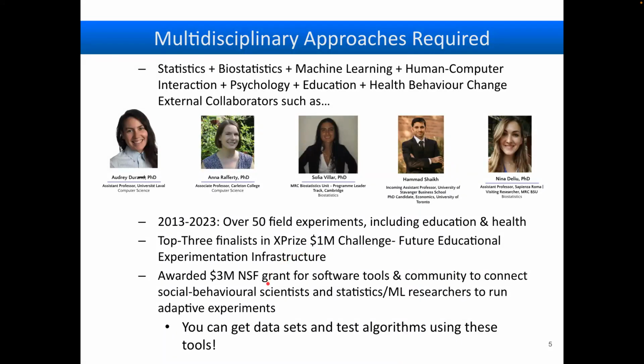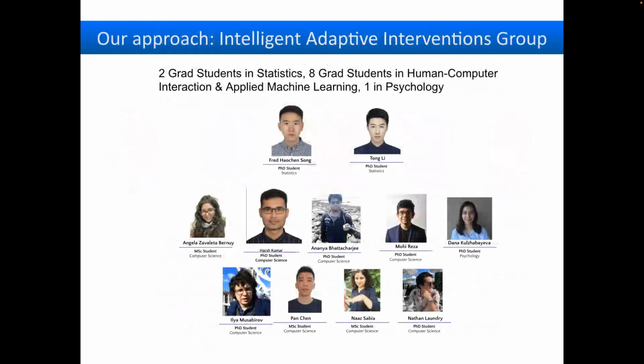And I think what's especially exciting for people here is we were awarded, across many universities, a $3 million NSF grant. This is basically building software tools and community for adaptive experiments, which will connect social behavioral scientists with instructors and other practitioners and statistics researchers and machine learning researchers to run adaptive experiments, proposing experiments, putting them in the field, testing algorithms, coming up with statistical analysis techniques, hypothesis tests, Bayesian analyses. So you can actually get data sets and test algorithms using these tools. Or you can just practically use them to test out which emails you send to people to get them to respond to you. And as I mentioned, this is our group here. I have 2 grad students in statistics, Fred and Tong, and others in human interaction and also in psychology.